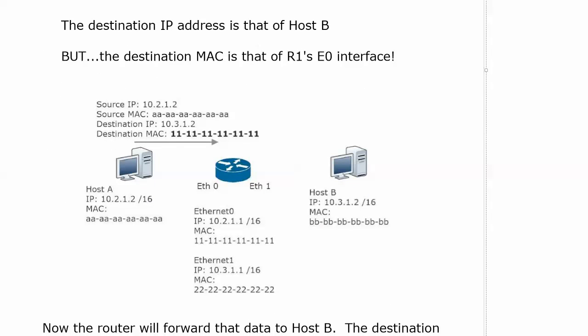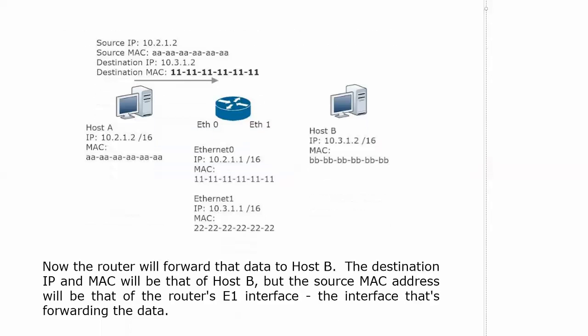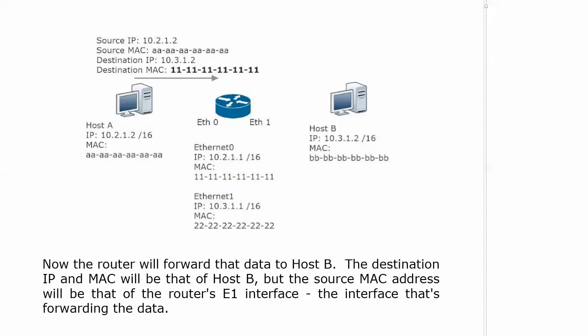It's worth going over one more time. You should know what the source and destination IPs are going to be in this scenario. Of course, they're going to be exactly what we would expect. Host A's source IP, host B's destination IP. Then the source MAC, that's going to be host A, of course, but the destination MAC is going to be a little different than we would expect, and it's going to be the all 1's address, the MAC address of Ethernet 0.